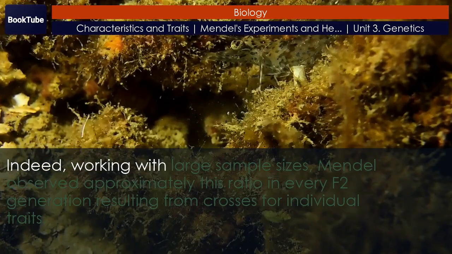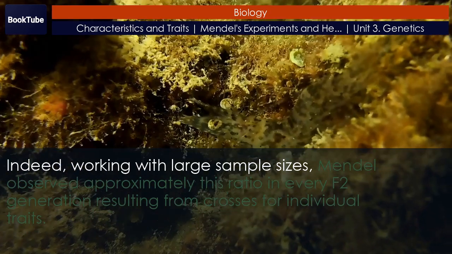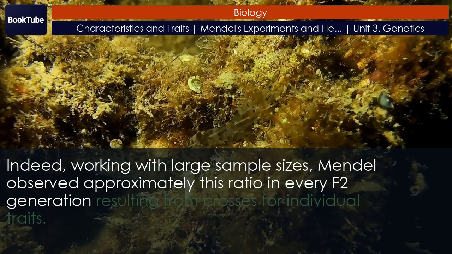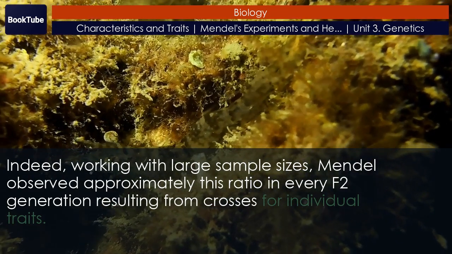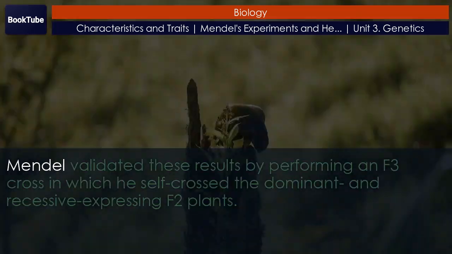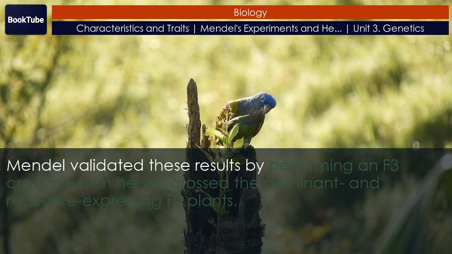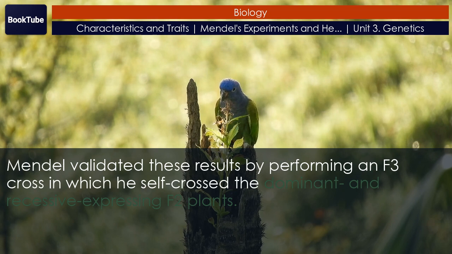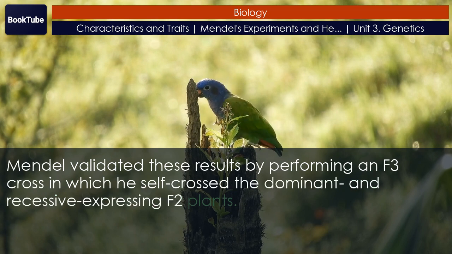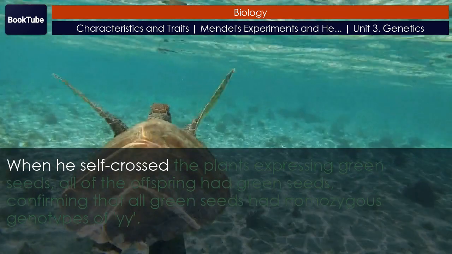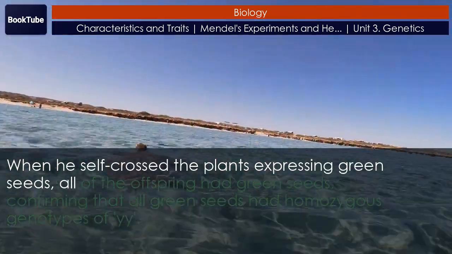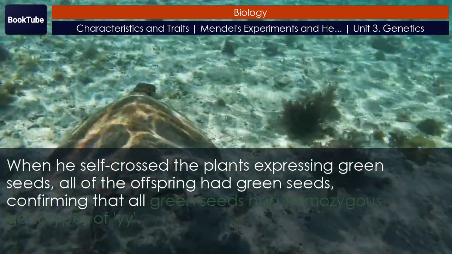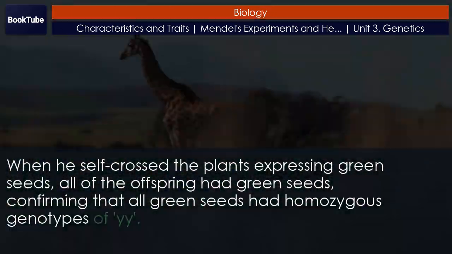Indeed, working with large sample sizes, Mendel observed approximately this ratio in every F2 generation resulting from crosses for individual traits. Mendel validated these results by performing an F3 cross in which he self-crossed the dominant and recessive expressing F2 plants. When he self-crossed the plants expressing green seeds, all of the offspring had green seeds, confirming that all green seeds had homozygous genotypes of yy.